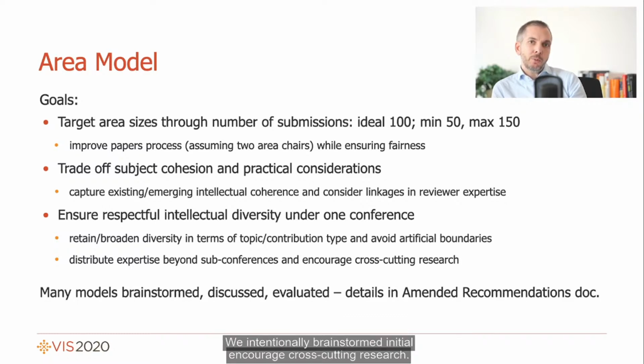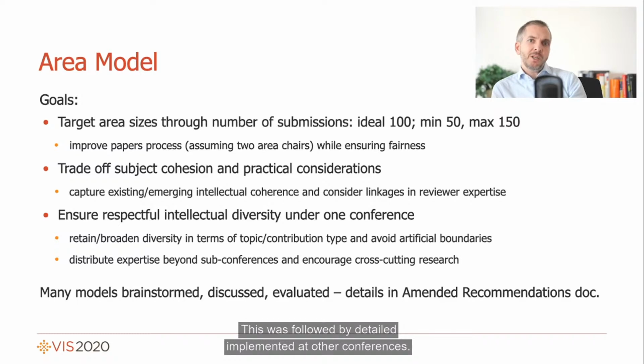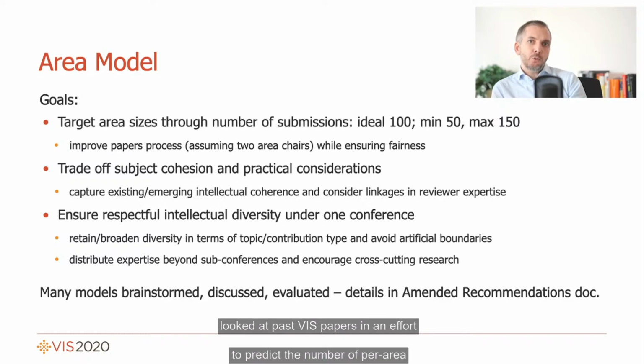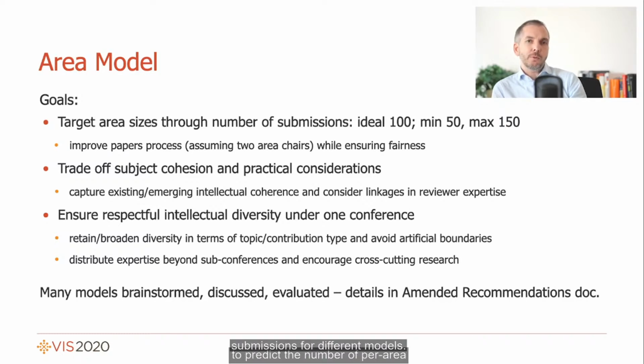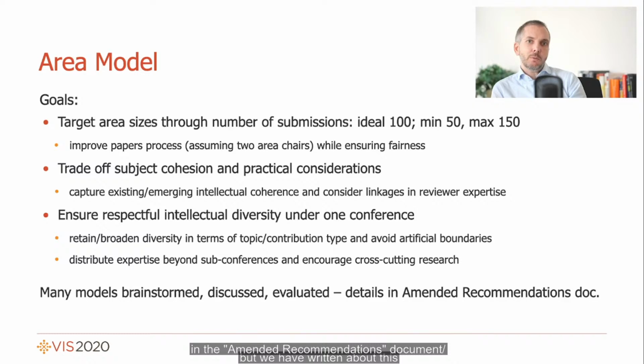We intentionally brainstormed initial area models very broadly and considered how such models are implemented at other conferences. This was followed by detailed discussions and ultimately also quantitative evaluation, where we looked at past VIS papers in an effort to predict the number of per area submissions for different models. I can't really go into the details here, but you have written about this in the amended recommendations document.